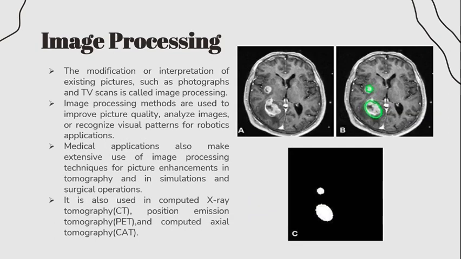Next is image processing. The modification or interpretation of existing pictures such as photographs and TV scans is called image processing. Image processing methods are used to improve picture quality, analyze images, or recognize visual patterns for robotics applications. Medical applications also make extensive use of image processing techniques for picture enhancements in tomography and in simulations of surgical operations. It is also used in computed X-ray tomography, positron emission tomography, and computed axial tomography.